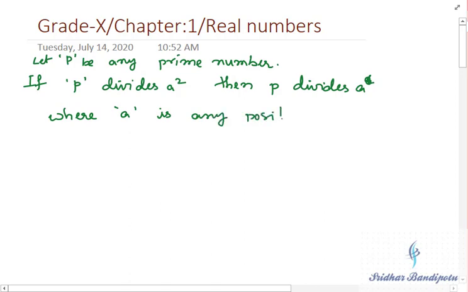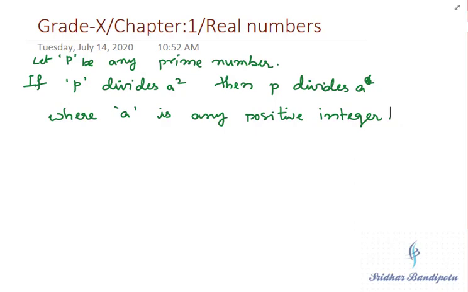In the previous video we discussed this theorem, right? If p divides a square, then p divides a. What are p and a here? P is a prime number and a is a positive integer. Let's take an example.